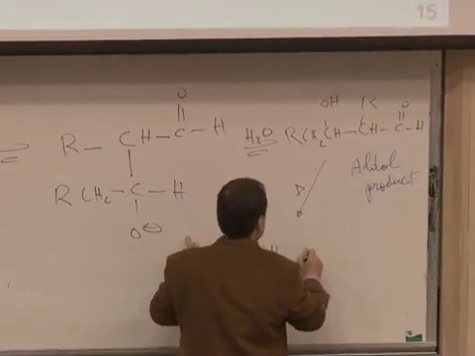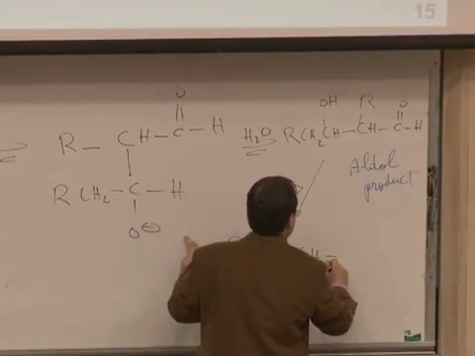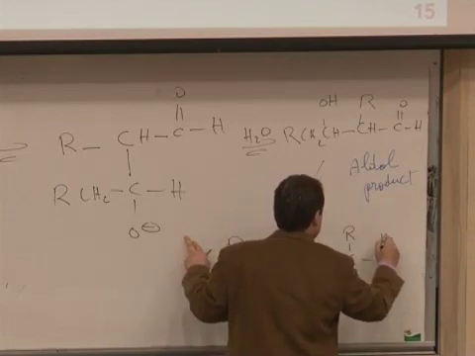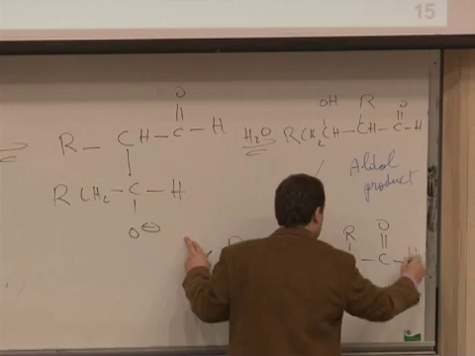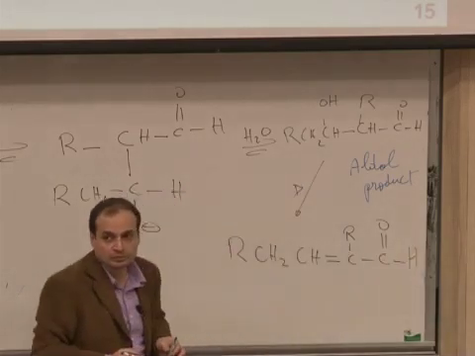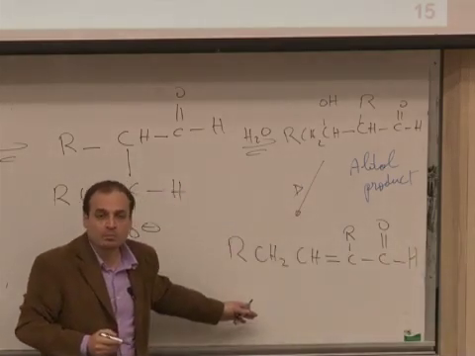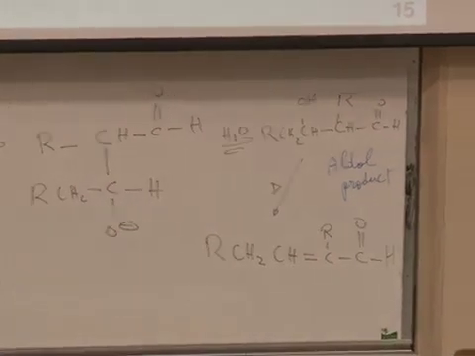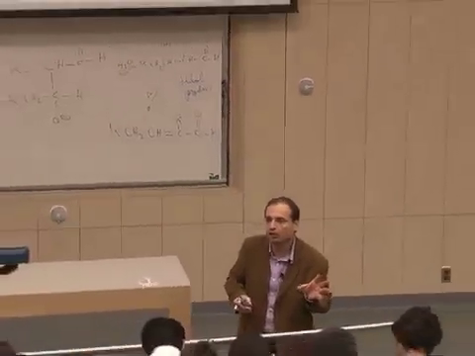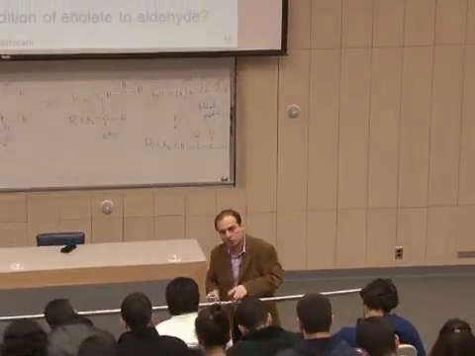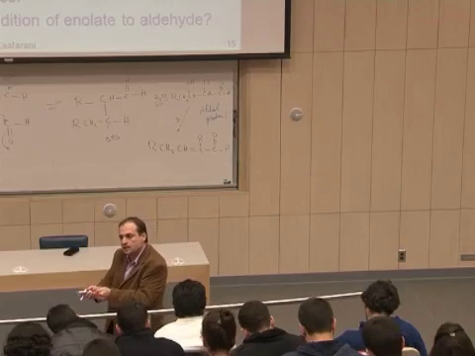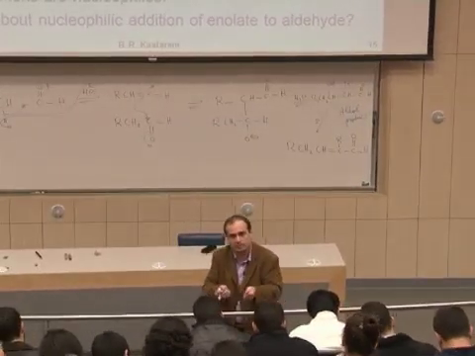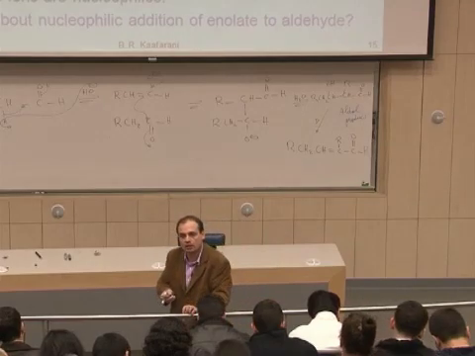So the final product is going to be RCH2CH double bond CR C double bond OH. This is going to be your product. Many times, you are going to get the elimination product of the aldol even at room temperature. The driving force for this is the conjugation between the double bond C double bond C and C double bond O, which is a more stable compound.